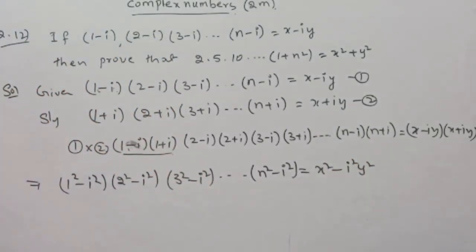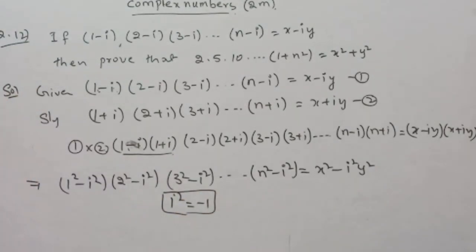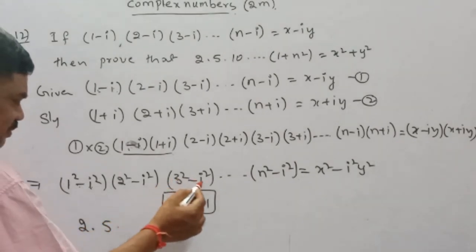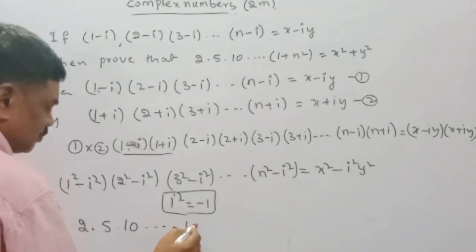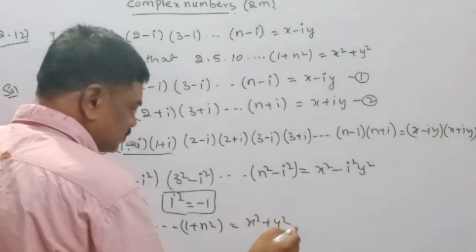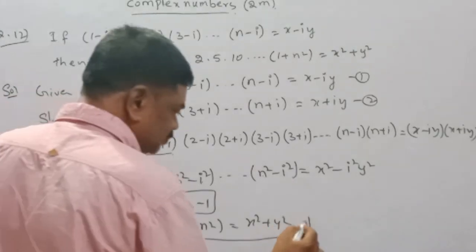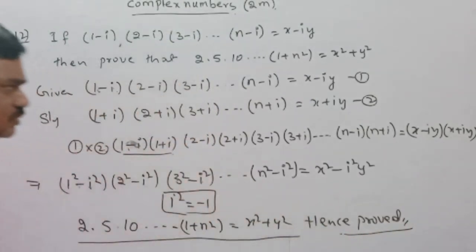But what is the i square value? i square is equal to minus 1. Iota square is equal to minus 1. So 1 square minus 1 into minus 1: minus into minus is plus. 1 plus 1 is 2. 2 square is 4 plus 1 is 5. 3 square is 9 plus 1 is 10, and so on. Here n square plus 1, that is 1 plus n square, is equal to x square plus y square. So hence proved. Okay, all of you. That's all. Thank you.